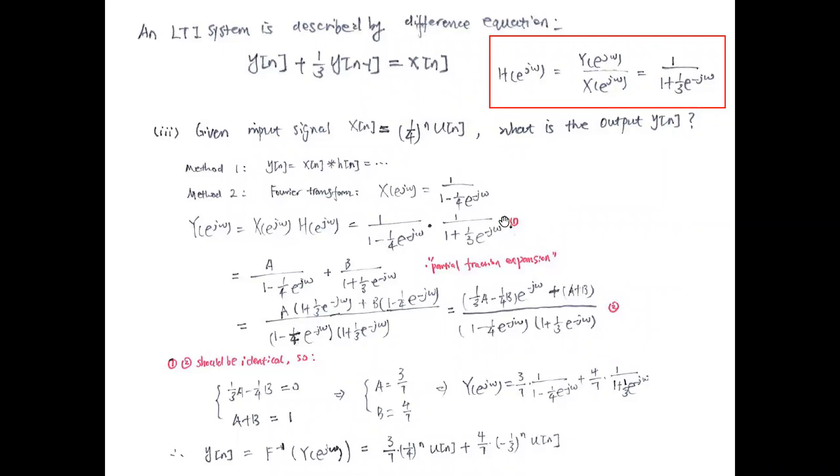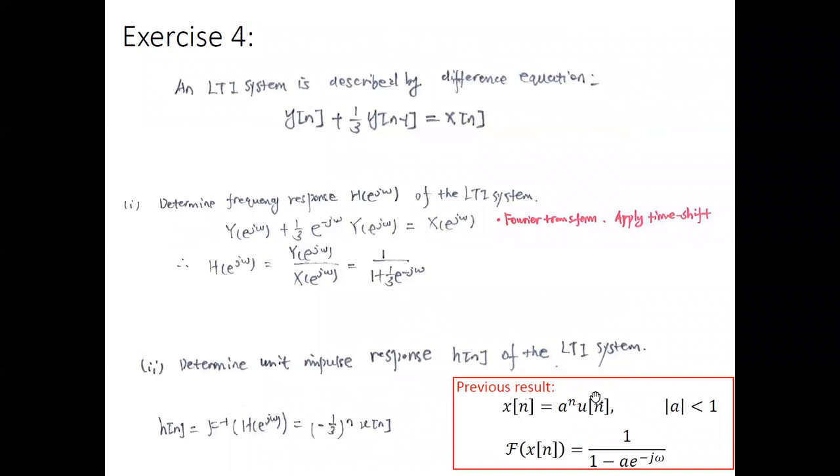Let's look at the result. Of course, we can use the convolution we learned in chapter two to calculate y[n]. Actually, for this example, when both small h and small x are these series with common ratios, in chapter two, we showed the example how to calculate its discrete time convolution. But here, let's use Fourier transform. Just apply the same result here.